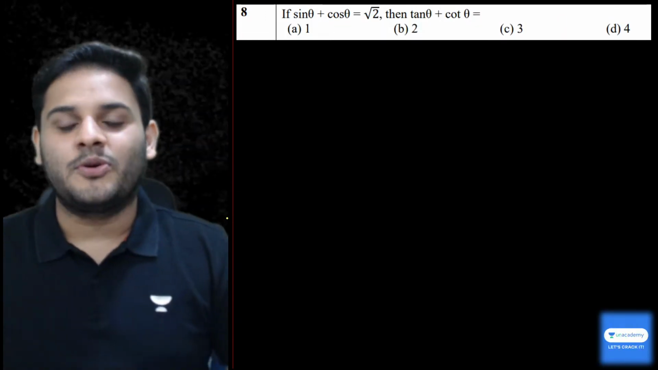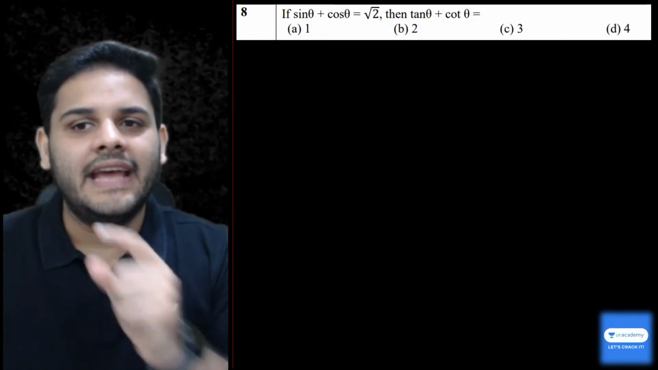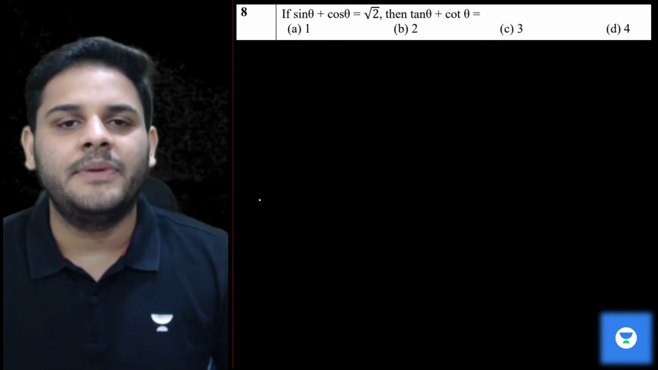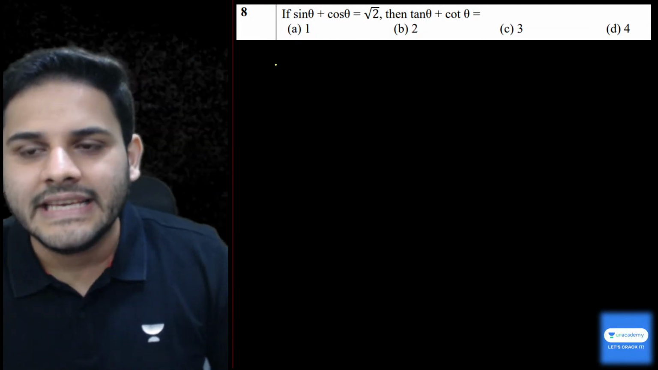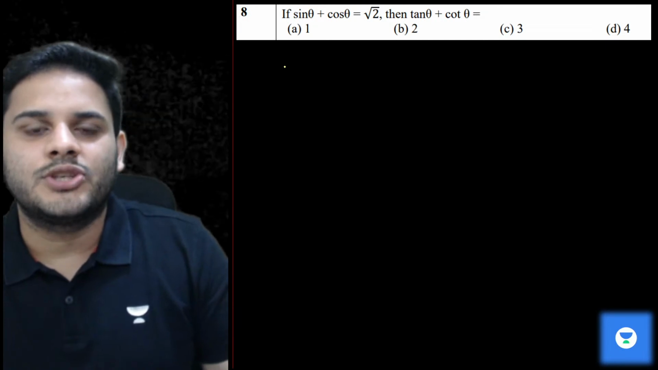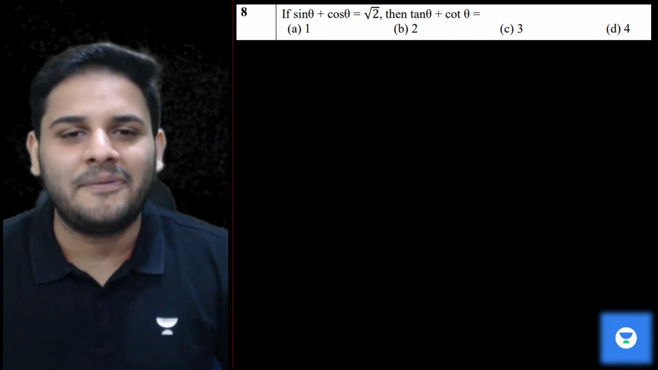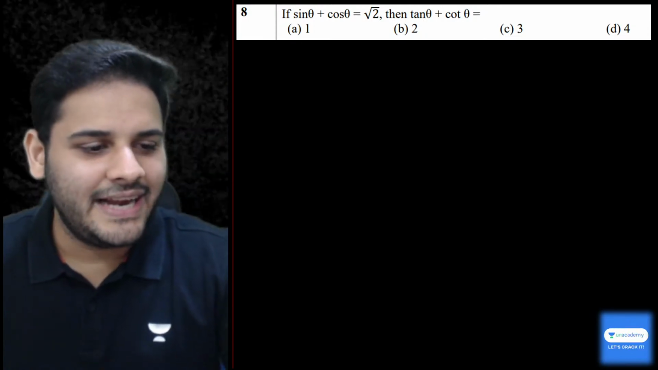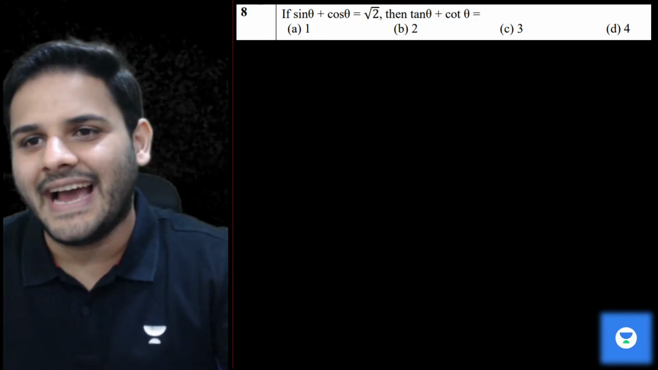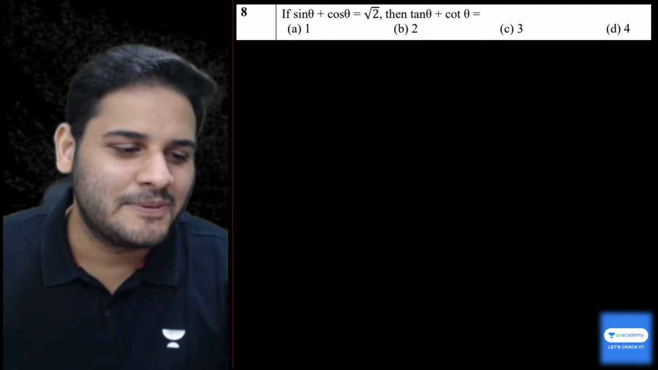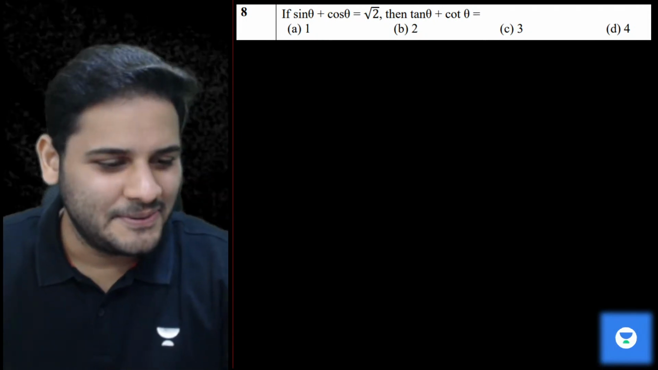Okay, chalo. Question number 8. Again, this question we ended up solving. What did we do here? Very easily we ended up solving it. Again, for this particular question, you can refer to that particular video, and we end up getting the answer here as again option B, that is 2.